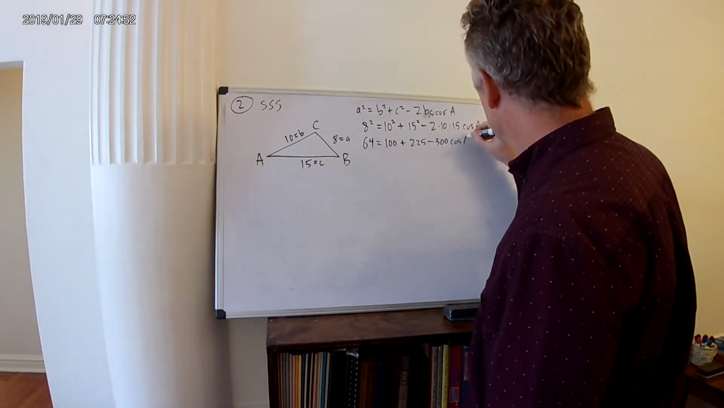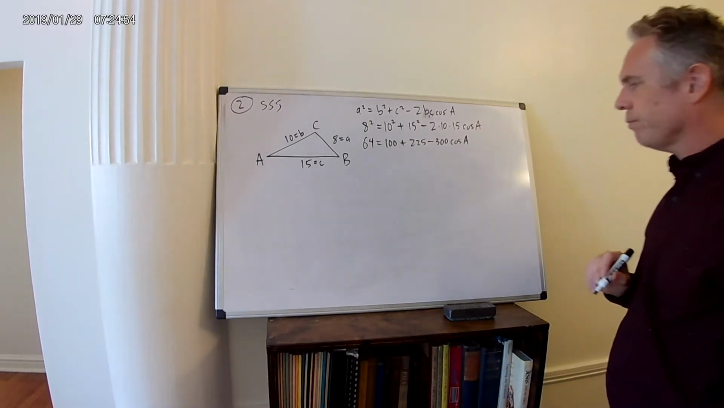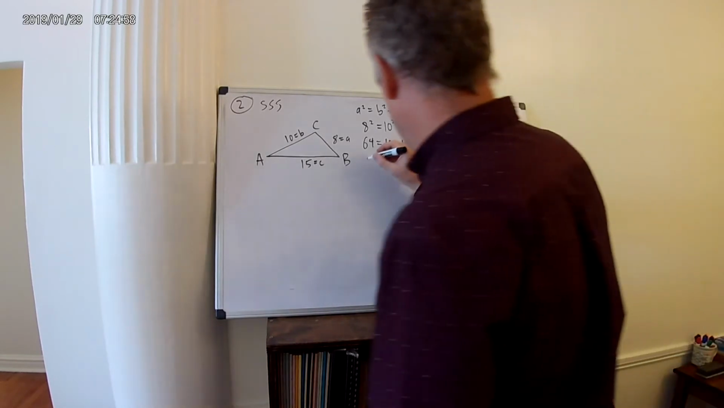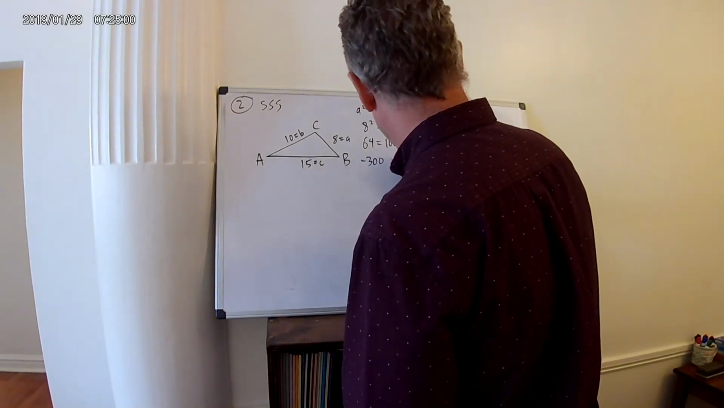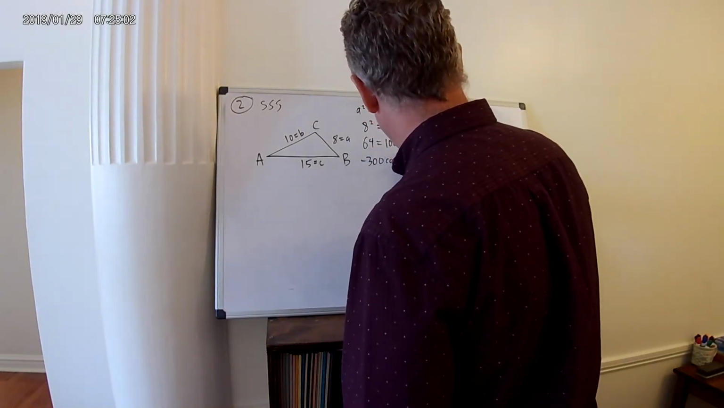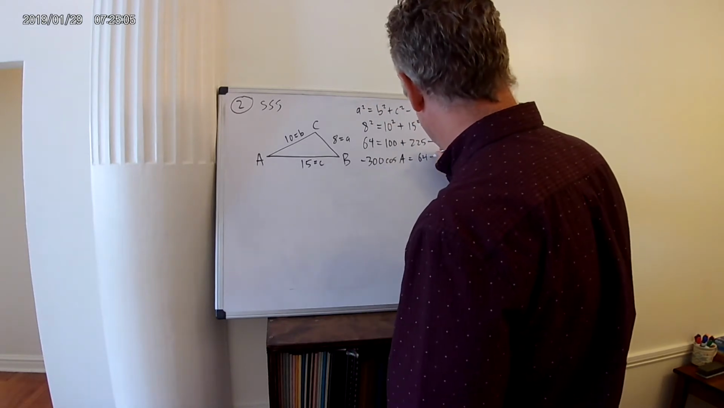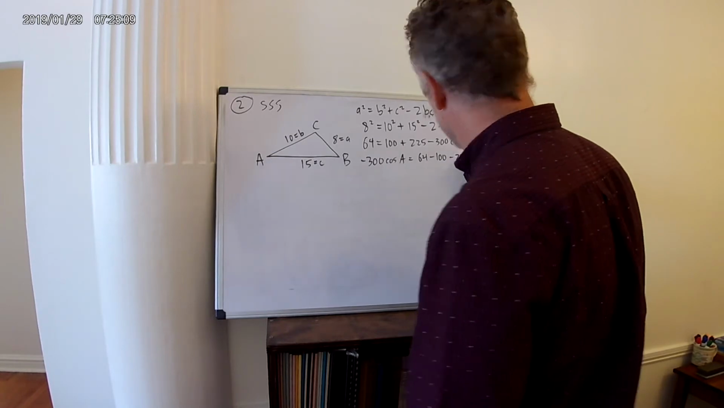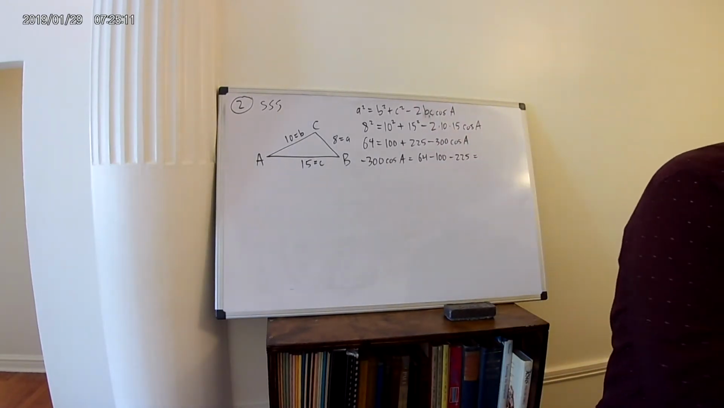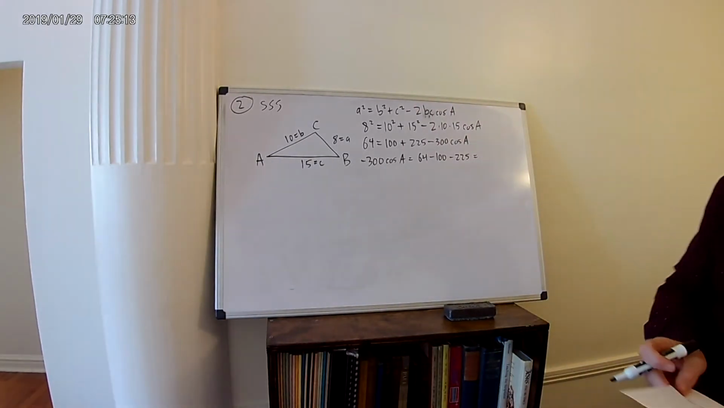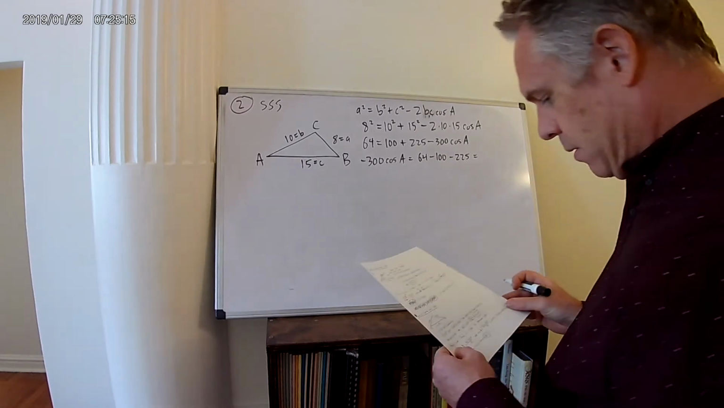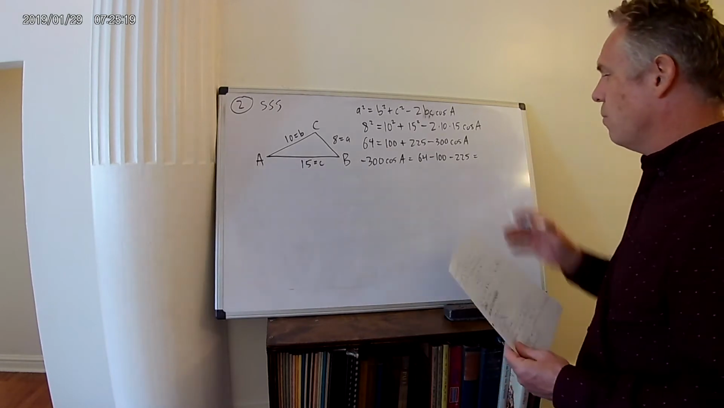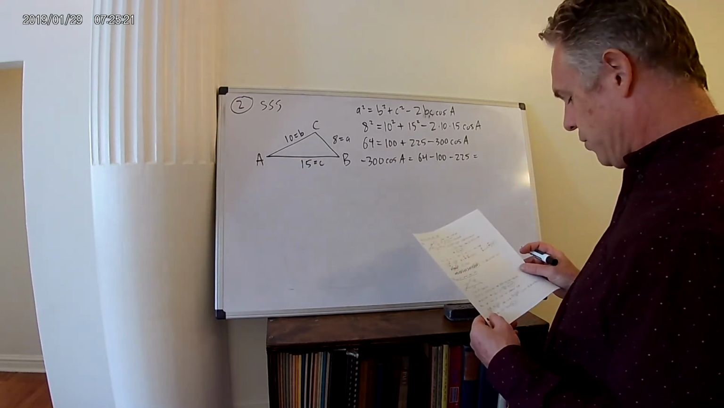cosine of angle A. And then we want to isolate this term here. So I get minus 300 cosine of angle A equals 64 minus 100 minus 225. Okay, if you plug that in your calculators, you should get, let's see, what does that come out to? Well, we can do this here. This is going to be 64 minus 100 is minus 36.